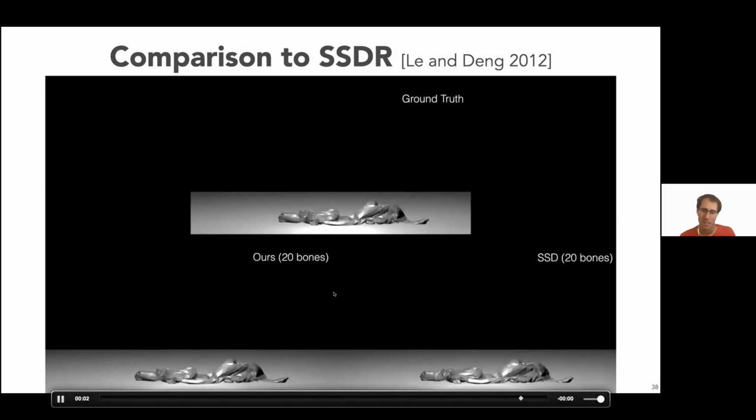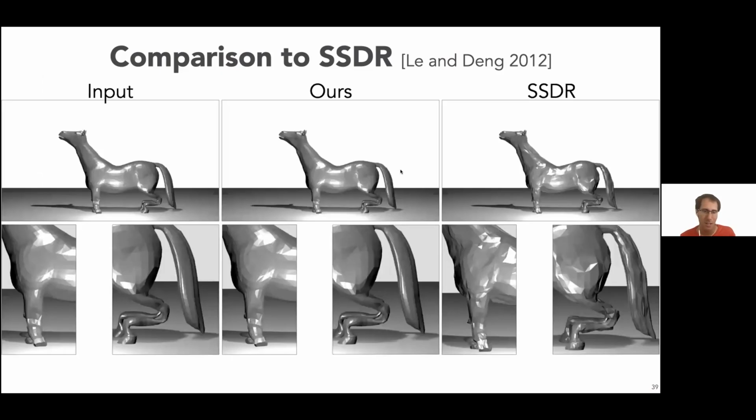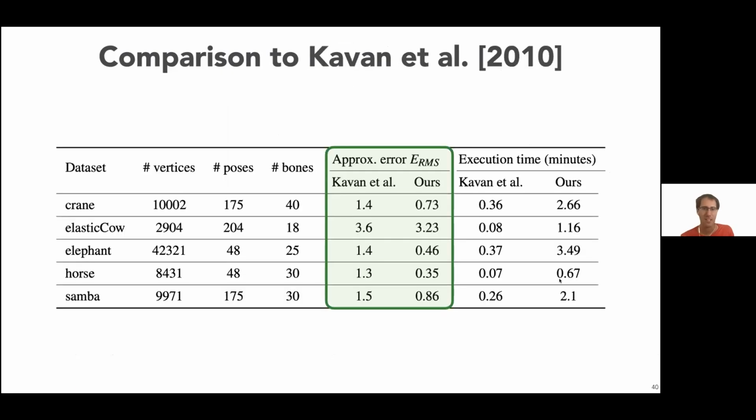And again, the animations look good. When we zoom in here, we can see the SSDR has a lot of extra, undesirable wrinkling along the neck, and the knees of the horse. Maybe those are the ankles. Yep. So, we have lower error.